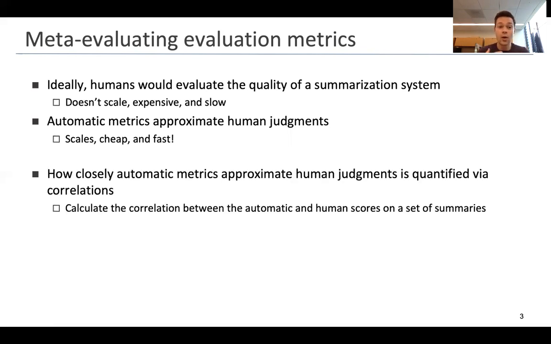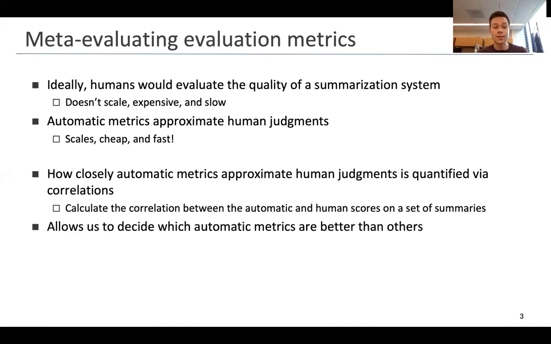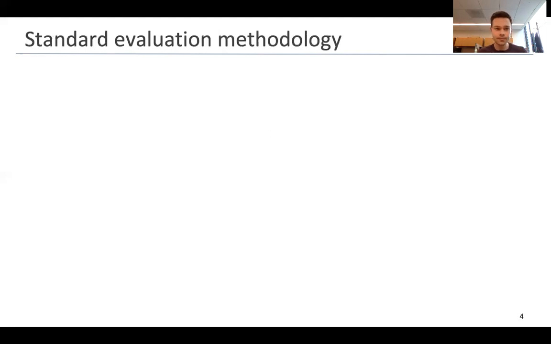And so how closely automatic metrics approximate human judgments is quantified by correlations, where we calculate the correlation between the automatic and human scores for a set of summaries. And this also allows us to decide which automatic metrics are better at approximating human judgments than others are.